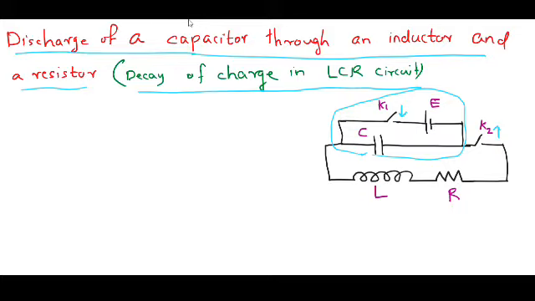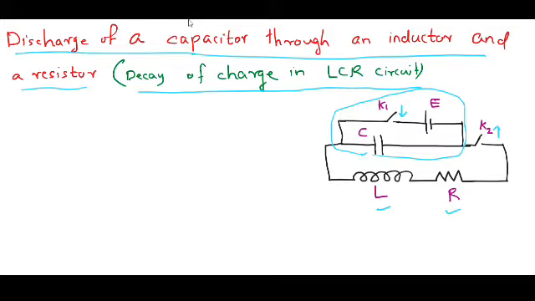Then after charging the capacitor, we will allow the capacitor to discharge through the inductor and the resistor, and we will develop an equation for the decay of the charge. Then we will analyze the different cases, similar to what we did in the previous class, that is the growth of the charge in the LCR circuit. Fine, now let us proceed.